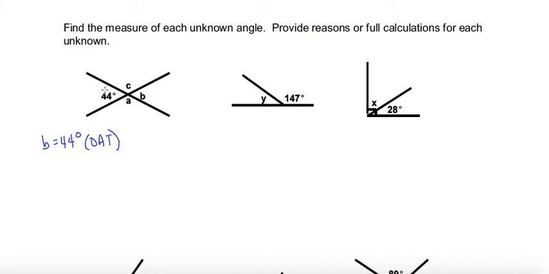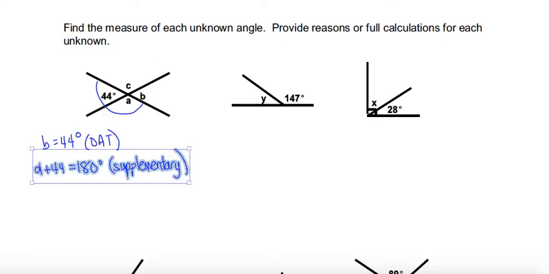So now I want to figure out what angle C is, for example, or angle A, it doesn't matter. So if I look at angle A, these form a straight line. So angle A plus 44 is equal to 180 degrees. And that is our supplementary angle theorem. And now we're going to solve for A. So I'm going to move my 44 to the other side of my equation.